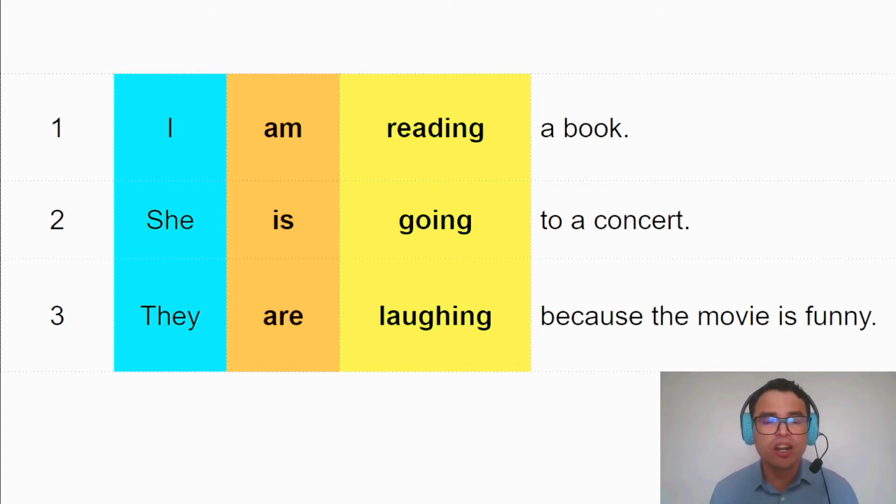Examples of this are the following sentences. Number 1, I am reading a book. Number 2, she's going to a concert. Number 3, they are laughing because the movie is funny. All of these sentences are talking about situations that are happening right now. That is why you're using the present continuous.